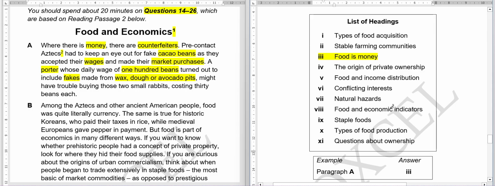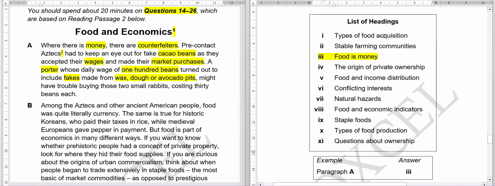Staple food. So whatever paragraph tells us these foods were staple. Okay, staple food basically means food that is consumed regularly or is in abundance, something like that. 10th, types of food production. You should not get confused between option number 1 and option number 10. Option 1 says types of food acquisition, but option 10 says types of food production. Here we are producing food, there we are obtaining or purchasing food, you can say.